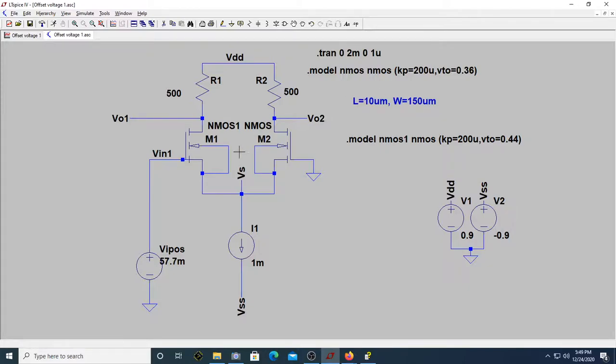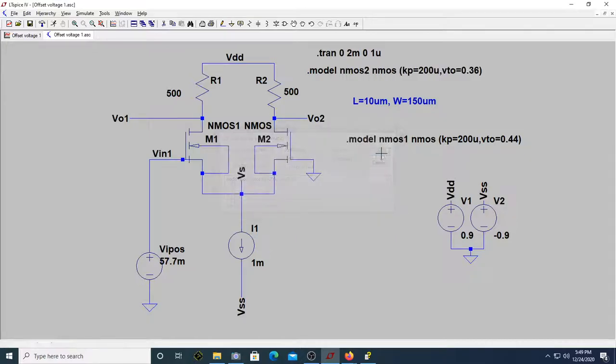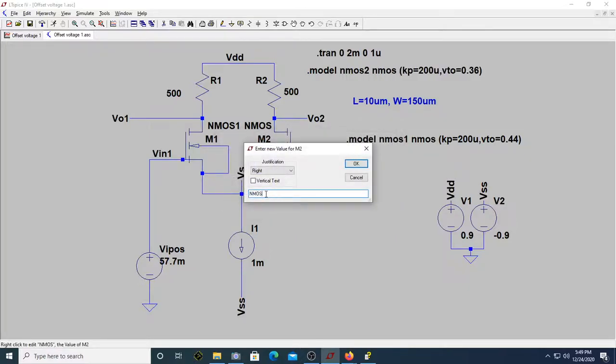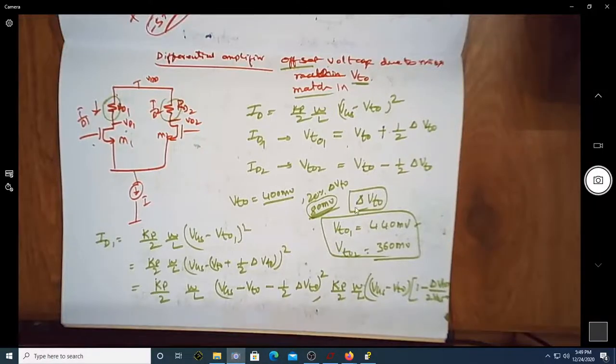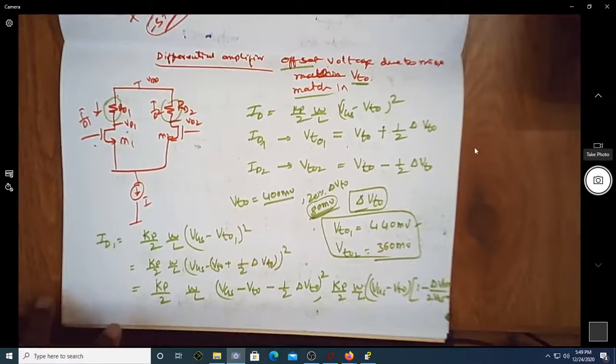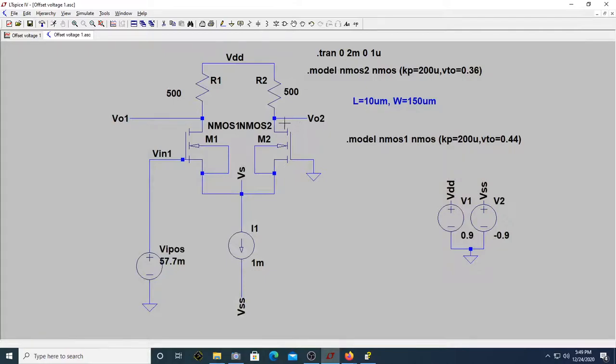Okay, these are the threshold voltages of these two MOSFETs. This is 360, as per this is the second transistor. Let me name this also as the second one so that it will avoid confusion. Let me make this NMOS 2, and let me make this also NMOS 2 here. You can see NMOS 1 is 440, NMOS 2 is 360, exactly the way we considered in the theoretical values. And because of this mismatch, I will have the offset voltage.